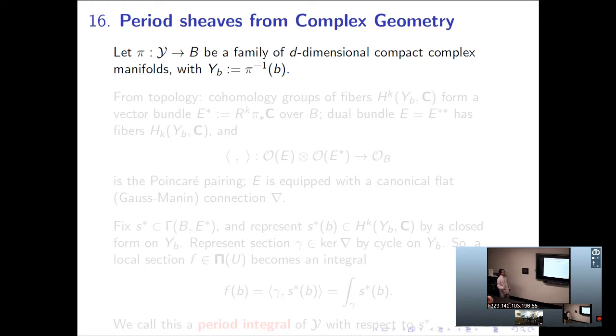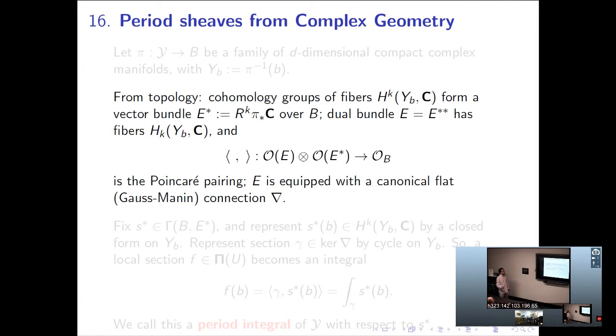So let me be more specific. For example, we consider Y to be a family of complex manifolds. Then we know that the de Rham cohomology groups of the fibers form a vector bundle which is equipped with a flat connection called the Gauss-Manin connection.